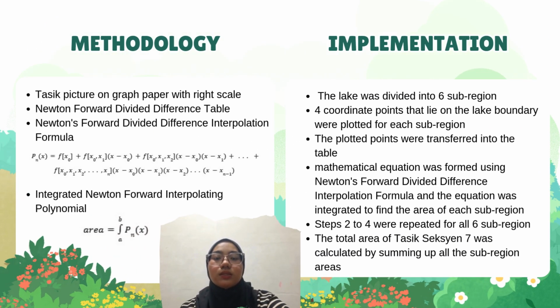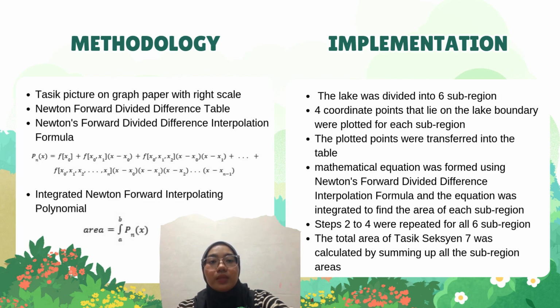Next, we will see the methodology and implementation. On the graph paper, the lake was divided into 6 subregions that are assumed to be equal in size. Next, 4 coordinate points that lie on the lake boundary were plotted for each subregion. And next, the plotted points were transferred into the finite divided difference table, and the Newton forward method was applied to complete the values in the table.